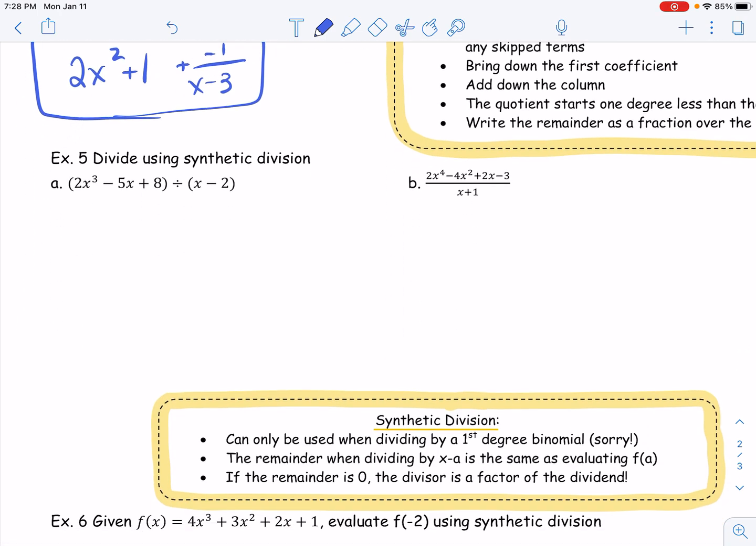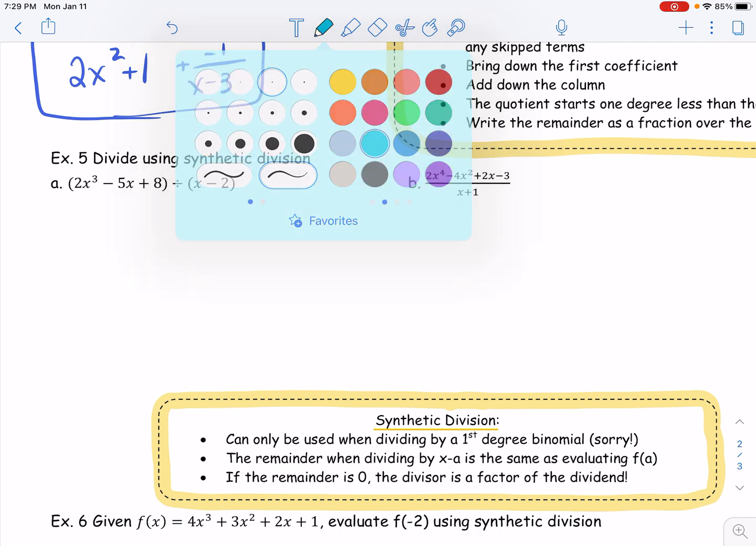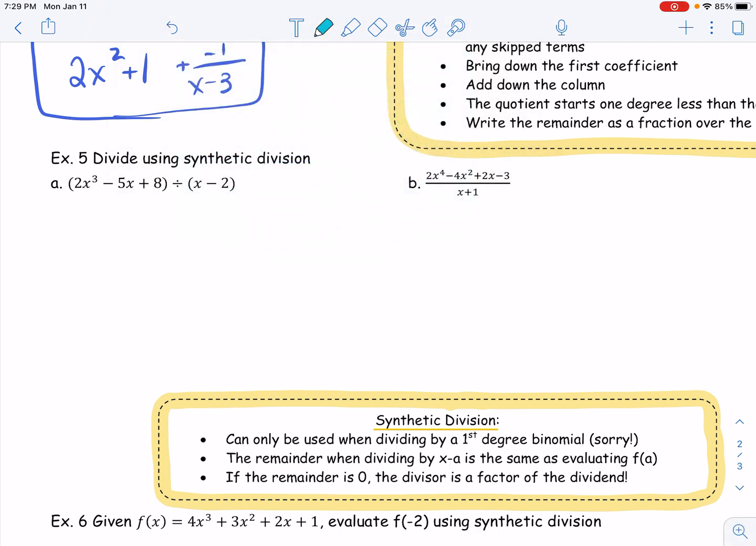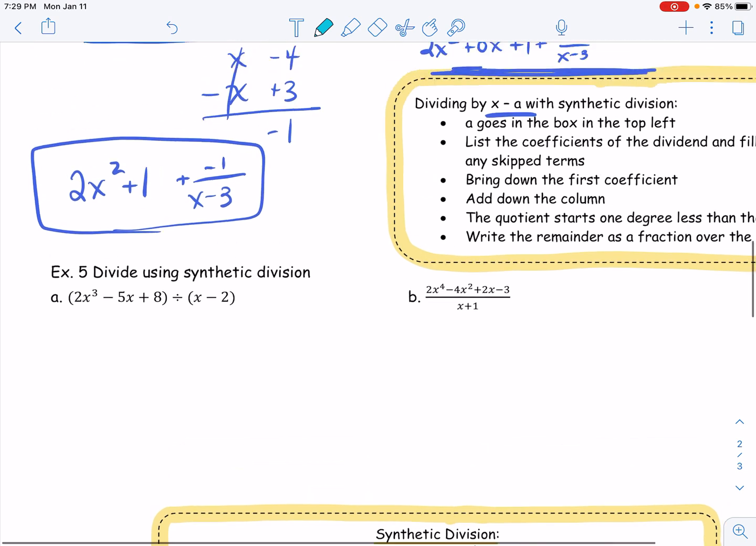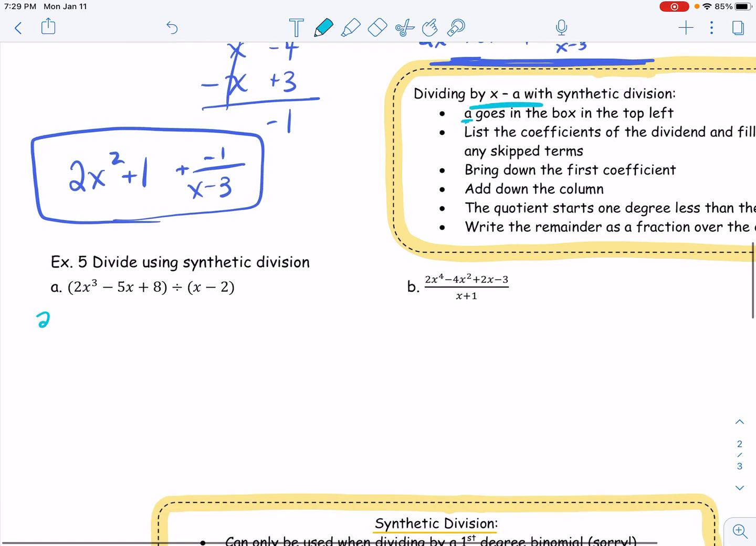We have two problems in example 5, and it says use synthetic division. So we're trying to practice this process because it's new to us. So what is my a value here? I'm doing 2x cubed minus 5x plus 8 divided by x minus 2. X minus 2. So what's the a value? 2. Horizontal line, vertical line, horizontal line.